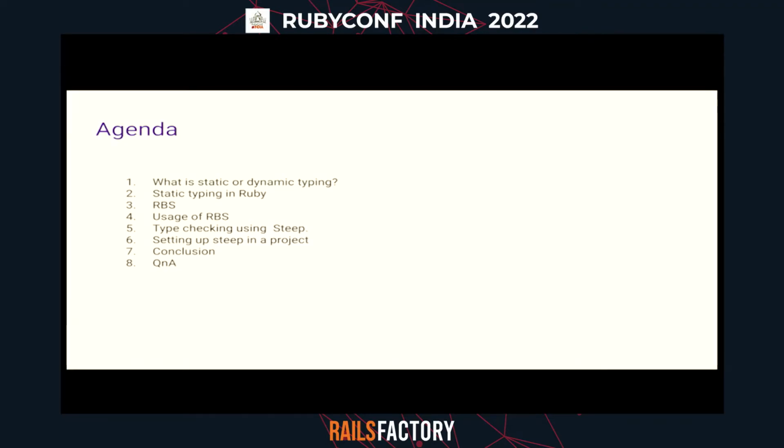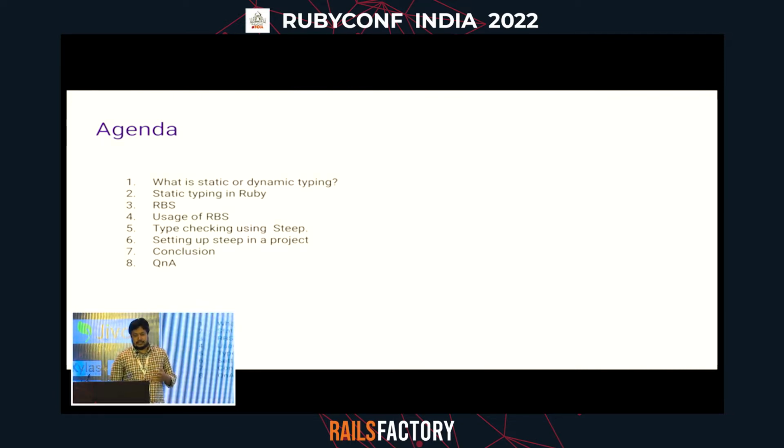First of all, the agenda is about what static typing and dynamic typing are, what the difference is, why we want to do it, and what the advantages and disadvantages are. Then how we are going to do static type checking in Ruby, how we are going to use RBS, and how to set it up for our projects. And then there is another tool called Steep, which I'll introduce a bit. Using Steep, we can run static type checking in our projects.